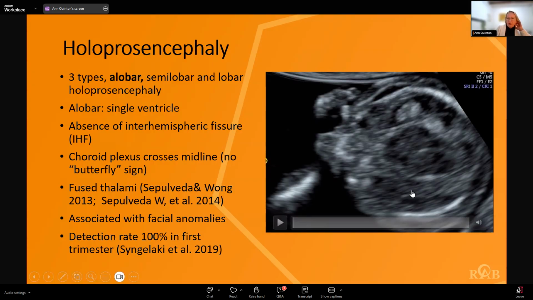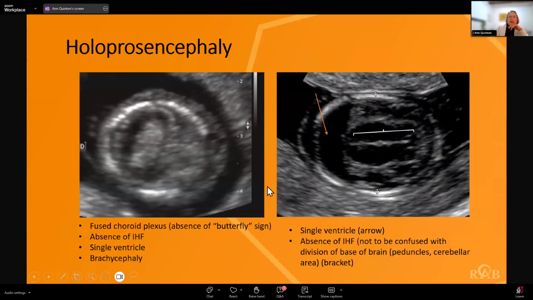So remember that holoprosencephaly is associated. It doesn't always occur, but it is associated with facial anomalies. And look, detection rate has been reported as 100% in the first trimester. Having said that, if you've not seen this before, you can be fooled, and I'll just show you how that can happen. So just on the left, this is classic.